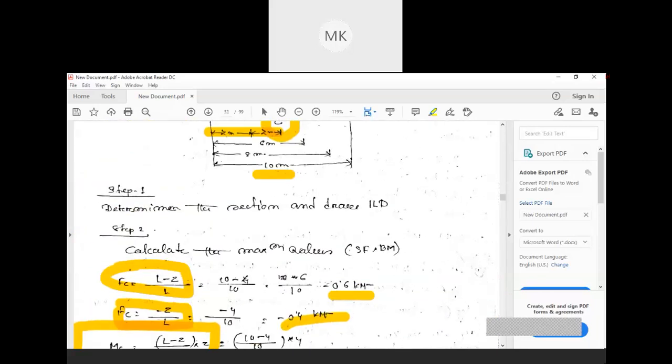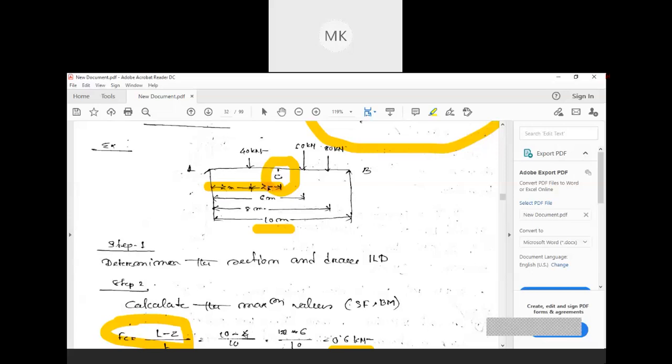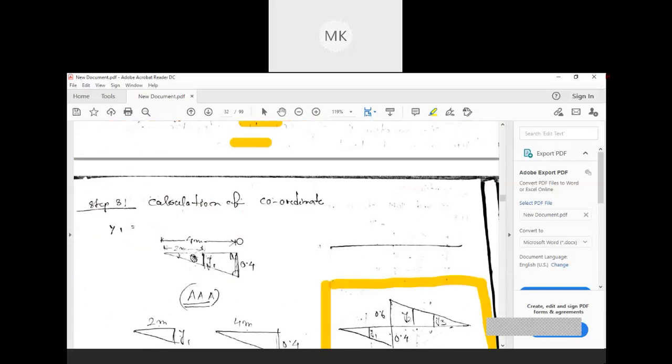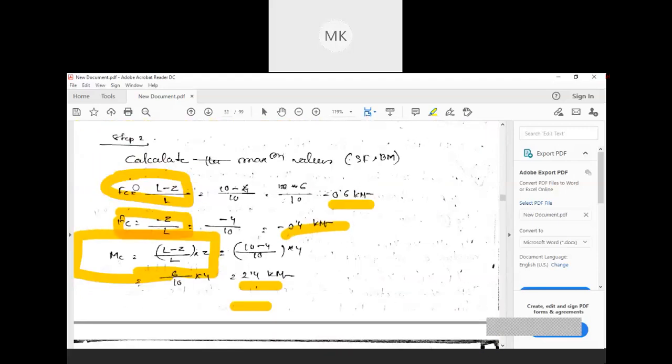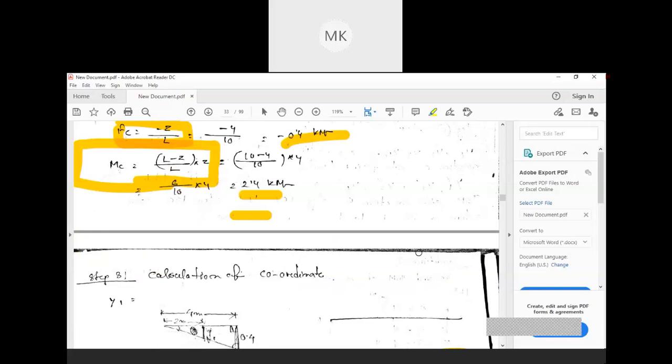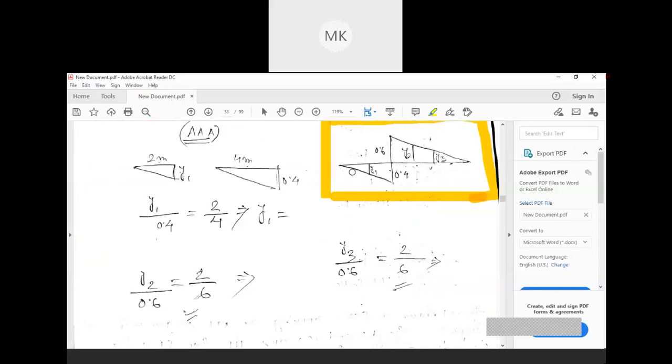Here you see C is here. On the left side of C there is one load, and on the right side there are two loads. We have already found these values, 0.6 and 0.4, by the formula for FC. We are just simply putting in those values. Now we need to find this y1, y2 and this y3.